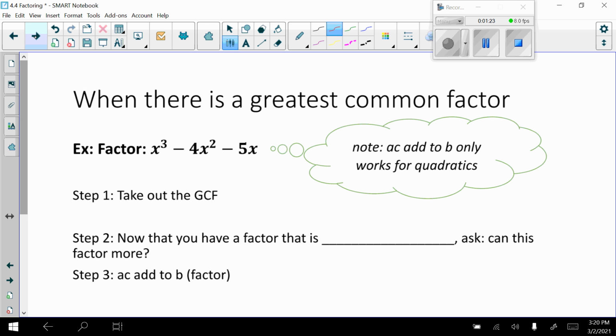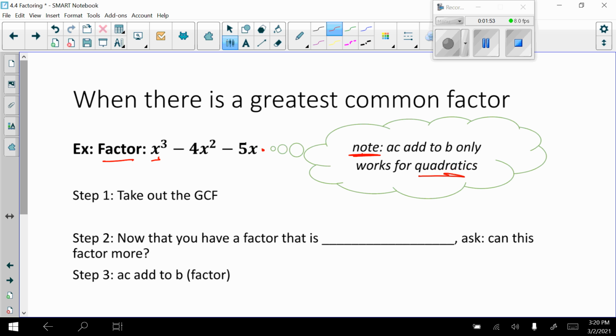All right, so let's do an example of how we factor a polynomial when there is a greatest common factor. So let's say I have this polynomial right here and I am told to factor it. Well, the first thing I am always going to do is look for a GCF. Maybe you saw this and you thought, oh, we got to do A times C, multiply first times last. But you need to take note of the fact that that only works for quadratic equations, and this is a cubic equation. So before I do anything, I got to take out a GCF.